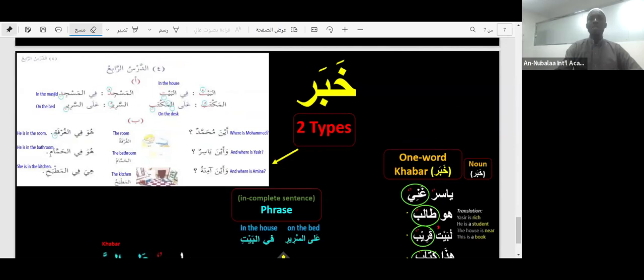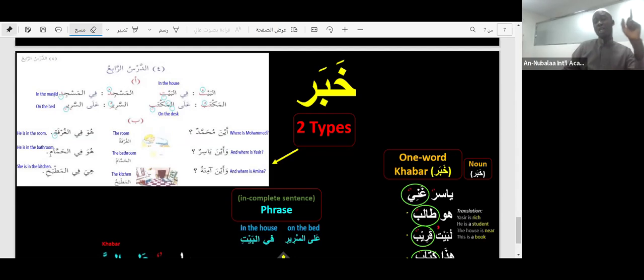Okay. So we have, from what we have learned in Durus al-Rabi, al-baytu, and fil bayt. They have told you that these are called huruf al-jarr. The letters, let's just call it harf, a particle that will give the noun al-jarr. One of the signs of al-jarr is the kasra.